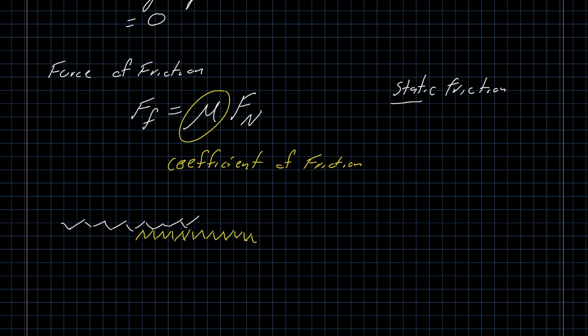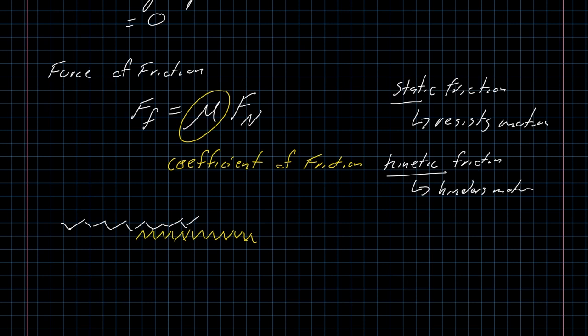So we call those two things static friction, which resists motion, and kinetic friction, which hinders motion. All right, so static friction, when the object is not moving, is going to resist the idea of moving at all. Kinetic friction, once it is moving, is going to cause a drag, so that as it's moving, it tries to slow down, and it takes effort to get things to continue onward.